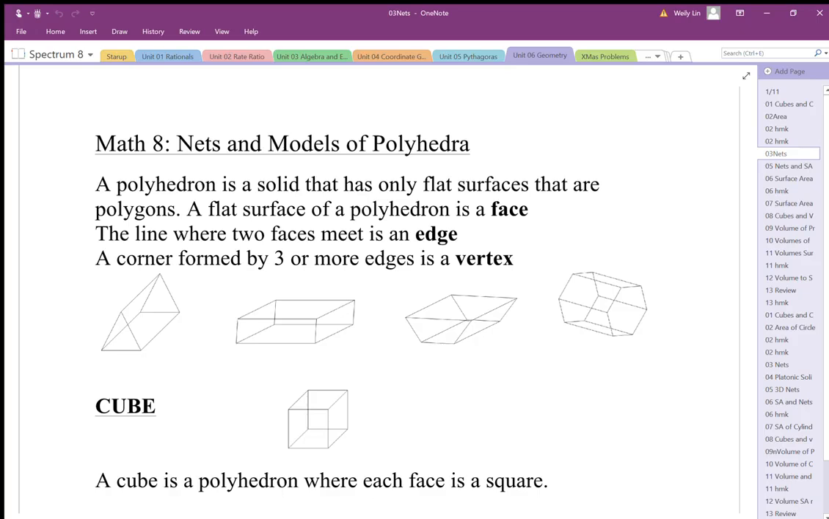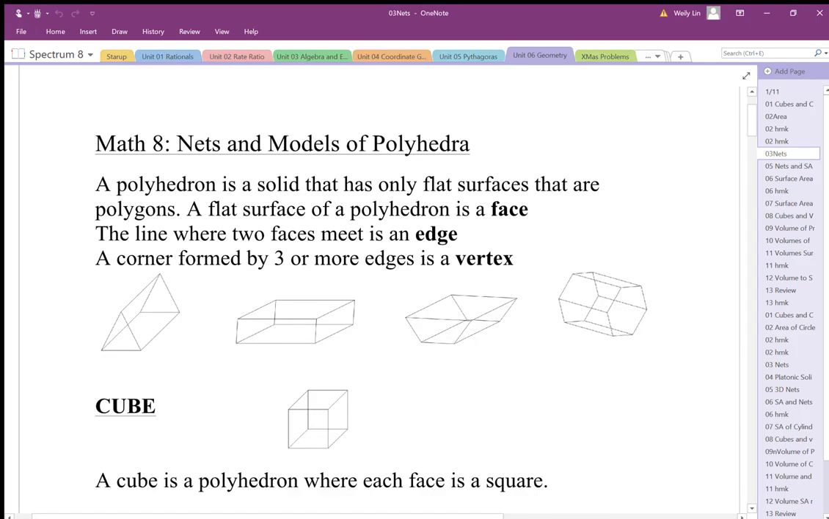So polyhedra are solids that have only flat surfaces that are polygons. Each surface has to be flat, okay, not a curved surface like a sphere. Each flat surface is a face. The lines where two faces meet are edges, and where the corners of three or more faces meet, those are called vertices.